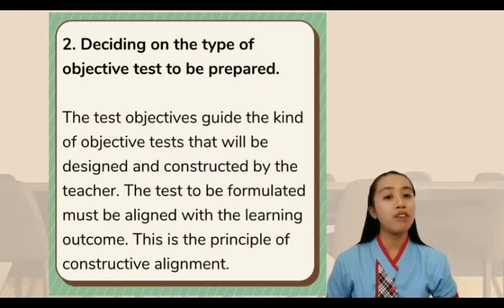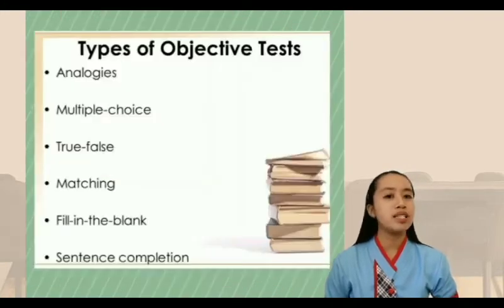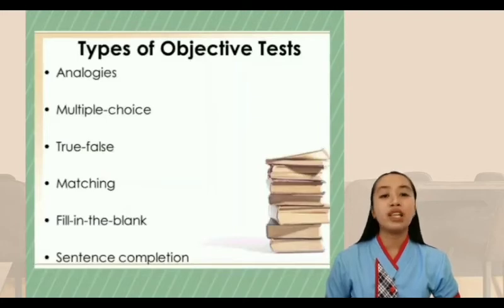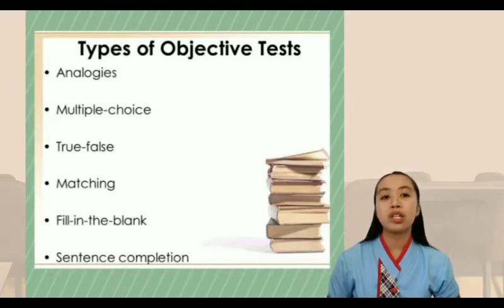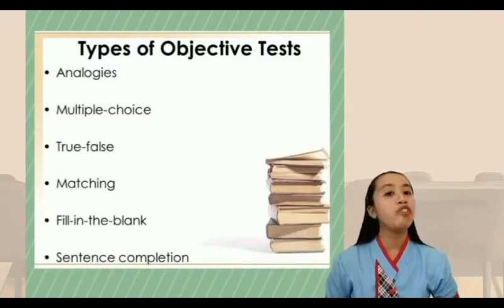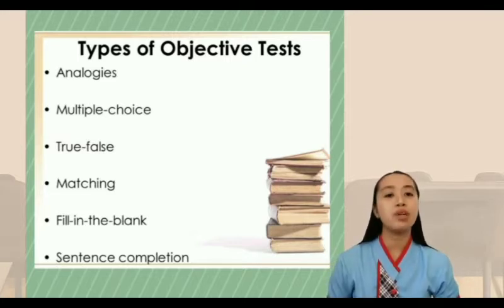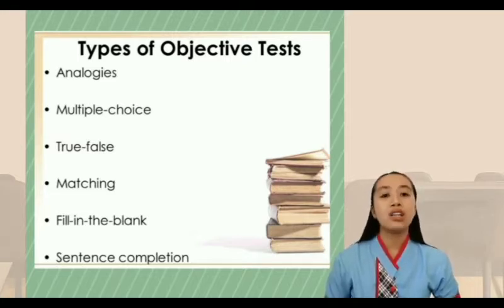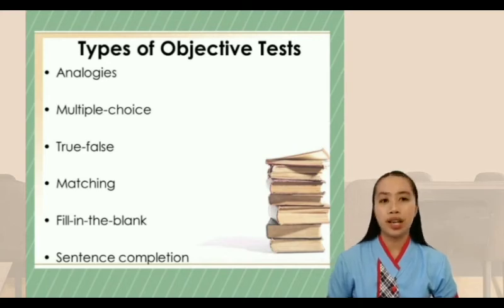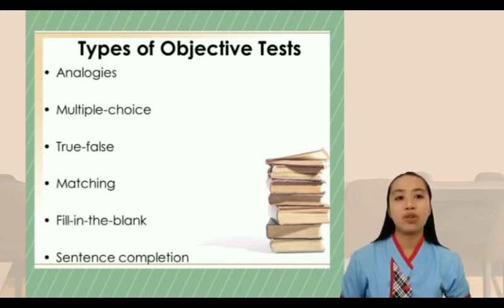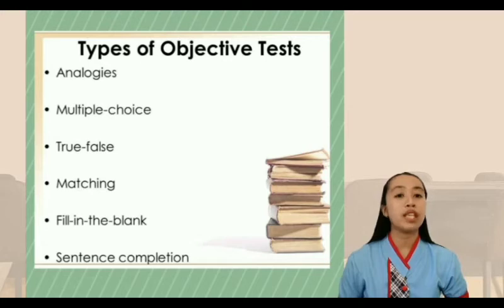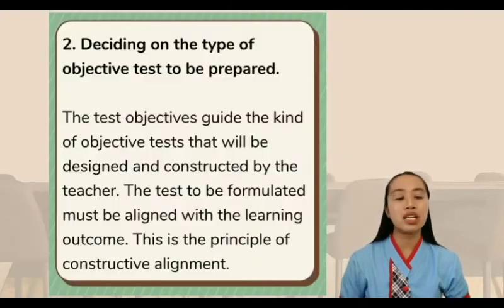This means that we have to align the test with the lesson objective or outcome. For instance, for the first 4 levels, we may want to construct a multiple choice type of test, while for the application and judgment, we may give an essay test or a modified essay test. At all times, the test to be formulated must be aligned with the learning outcome. So later on in this video, we will know the different types of paper and pencil tests used in conducting a test in a classroom.